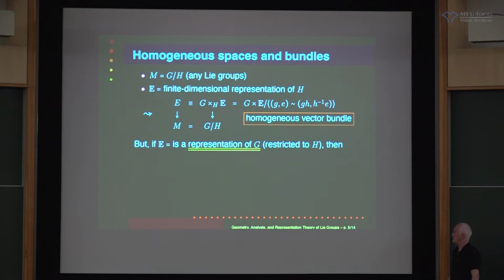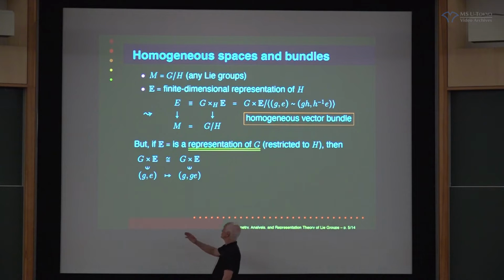But if E happens to be a representation of G, restricted to H, okay, then you can unwind this construction a little bit in a way which is sort of slightly cheating, but then will restore this. So what you can do is just build an isomorphism between G cross E and G cross E by just taking the first element G and having it act on E. Right, something which is illegitimate unless E is actually a representation of G.